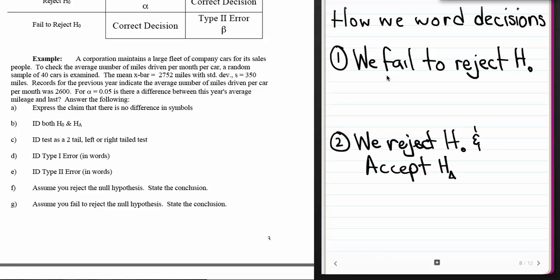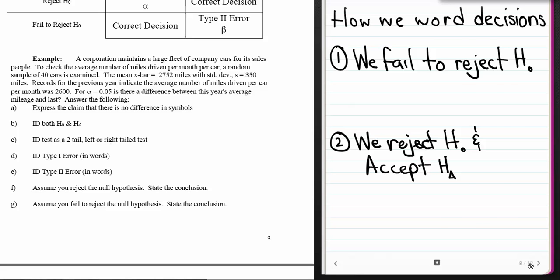So we have two choices. We can fail to reject the null hypothesis, or we reject the null and accept the alternative. Now, these are two things that have to be said. When you fail to reject, that's all you say. But when you reject, then you also say that you accept. And that's how I want decisions stated.